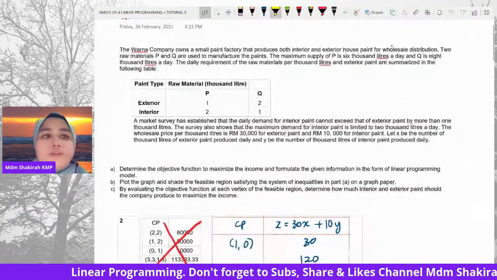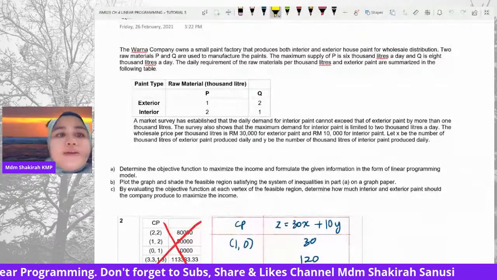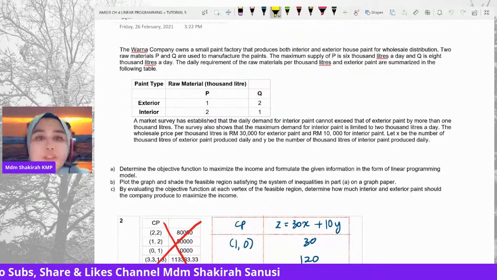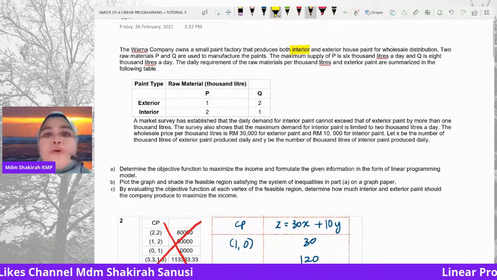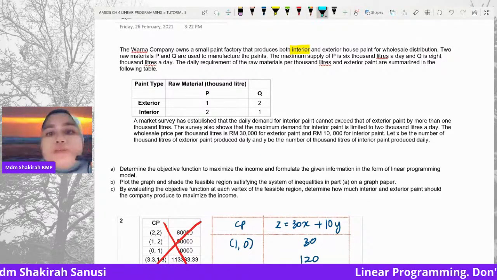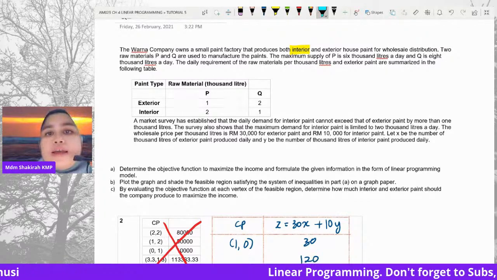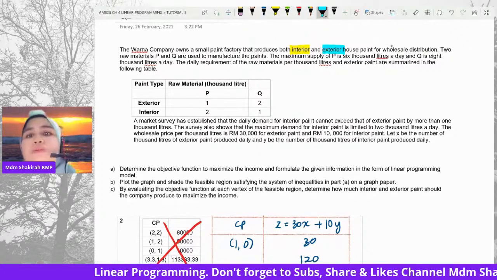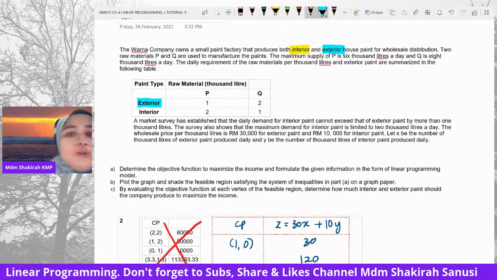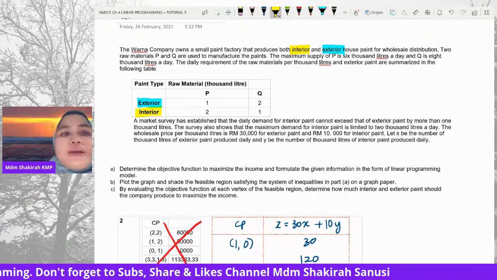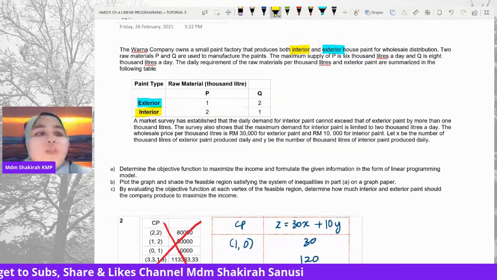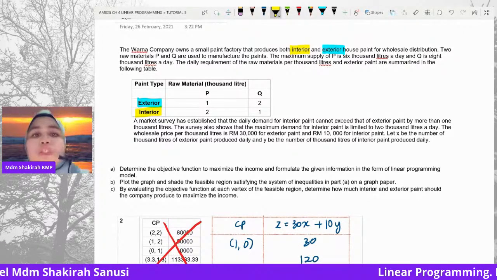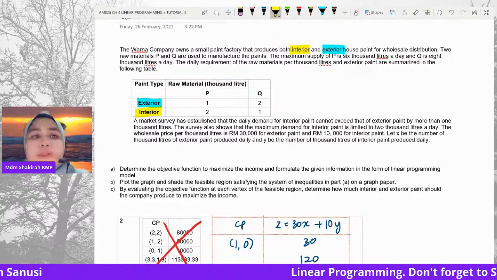Right, so let's look at this question. What do we have? The Warner Company owns a small paint factory that produces both interior and exterior house paint for wholesale distribution. So you have interior and exterior. Two raw materials, P and Q, are used to manufacture the paint. So kita ada dua benda, P and Q. Kita ada material kat situ.